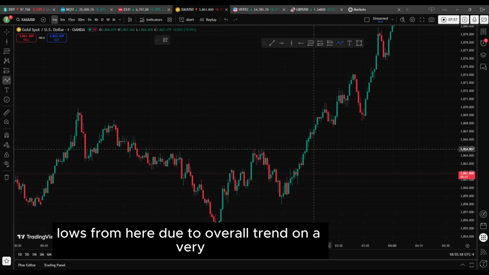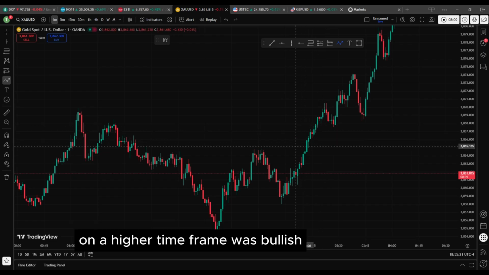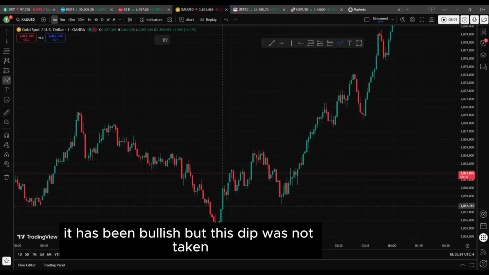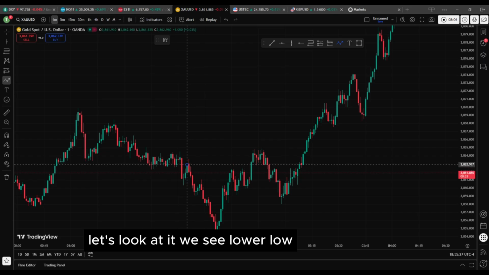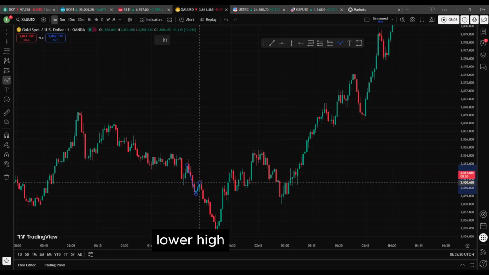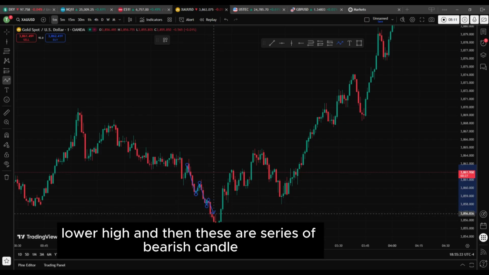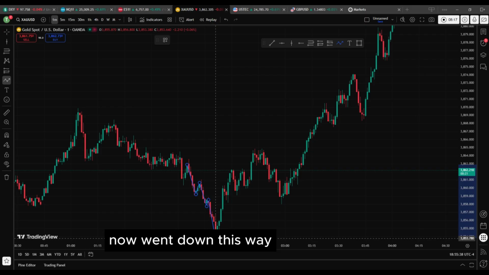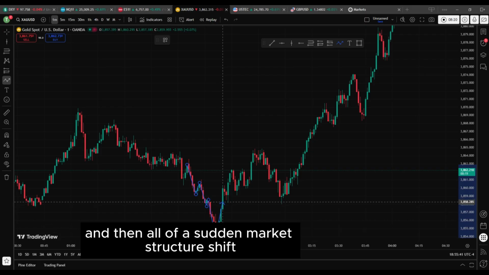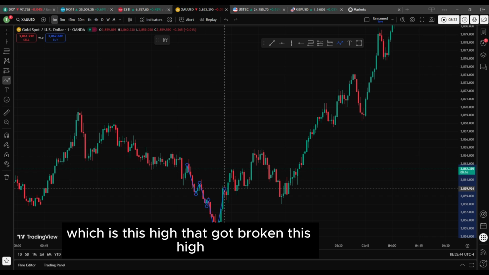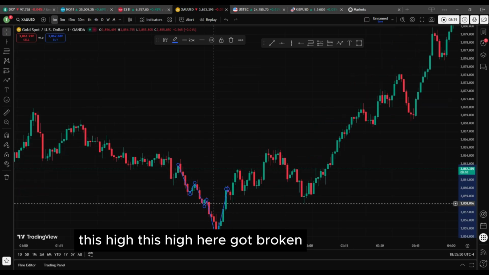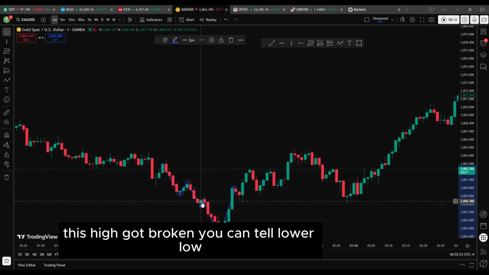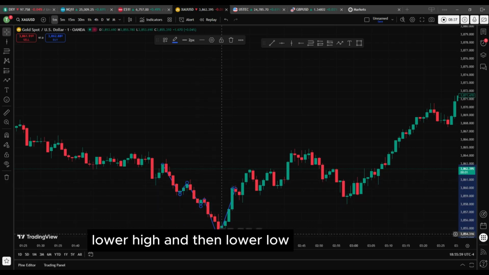Though the overall trend on a higher time frame was bullish, it has been bearish, but this dip was now picking. Let's look at it. You see lower low, lower high, lower low, lower high, and then a series of bearish candles that went down this way, and then all of a sudden a market structure shift, when this high got broken.